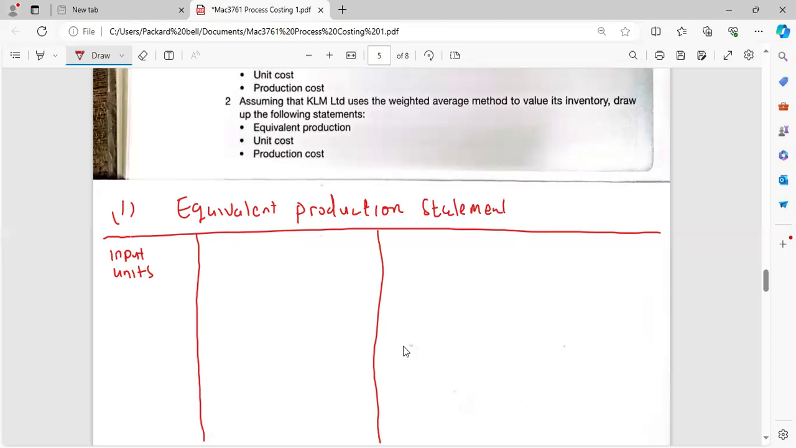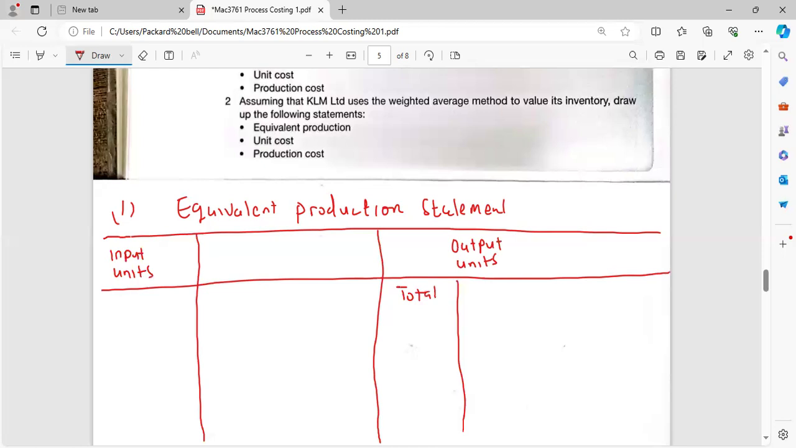Then we will have output. So in the output units, we will have the total. Then we'll have the material. Then we'll have conversion. Right, so that's there.